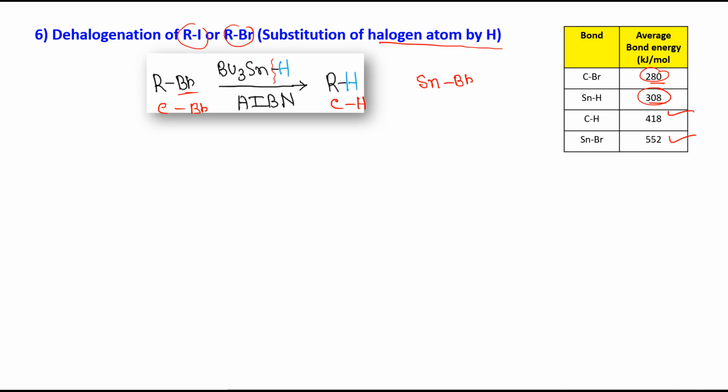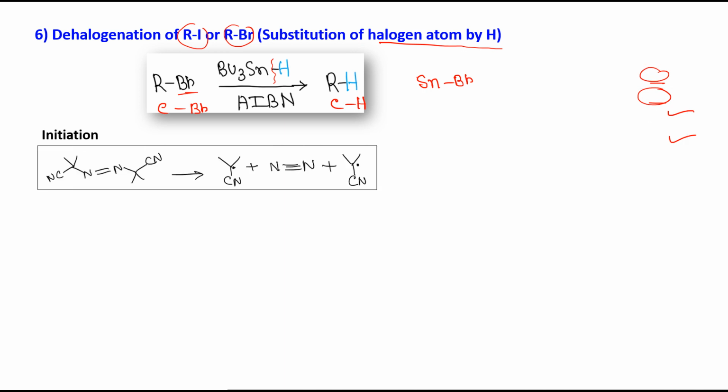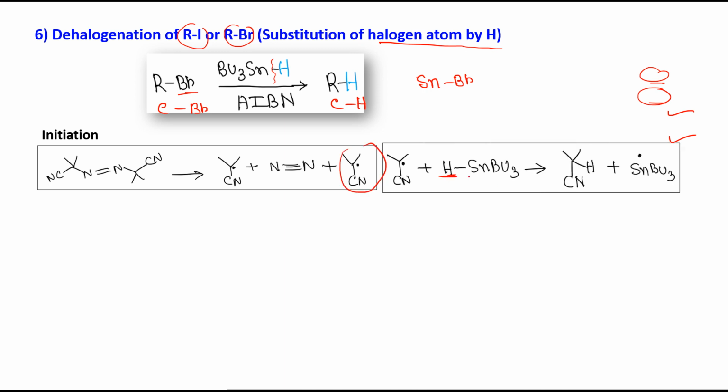Now this is the net reaction, but if we look into the mechanism, as we know, when we use AIBN and Bu3SnH, it is the initiation, it will be like this. Here we have this AIBN molecule where this radical is generated. Now this carbon radical will take a proton, that is H dot, from Sn Bu3, and as a result we are getting this Bu3Sn dot radical.